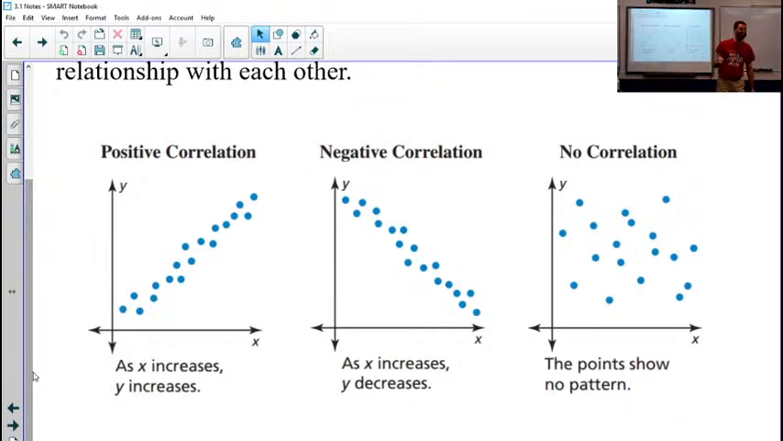So a positive direction would be as one variable goes up, the other goes up. So our ice cream sales and temperature had a positive association. As one goes up, the other goes up. Negative correlation means as one goes up, the other goes down. And then if we don't have a strong direction in either way, then that probably means we have no correlation or no association between the variables. So direction: are we generally going up or down as x goes up?